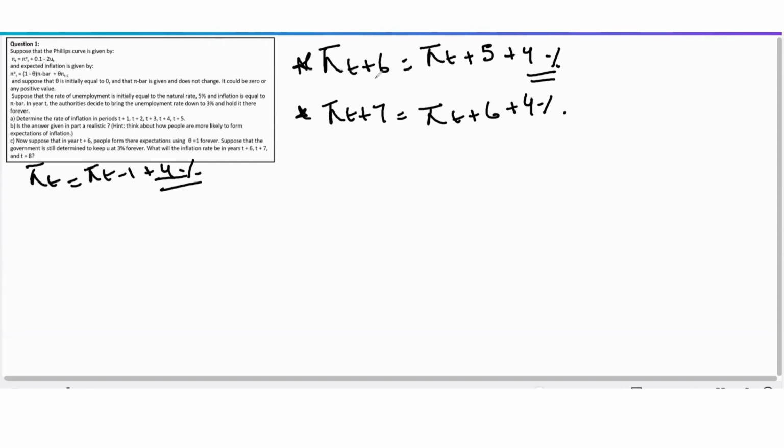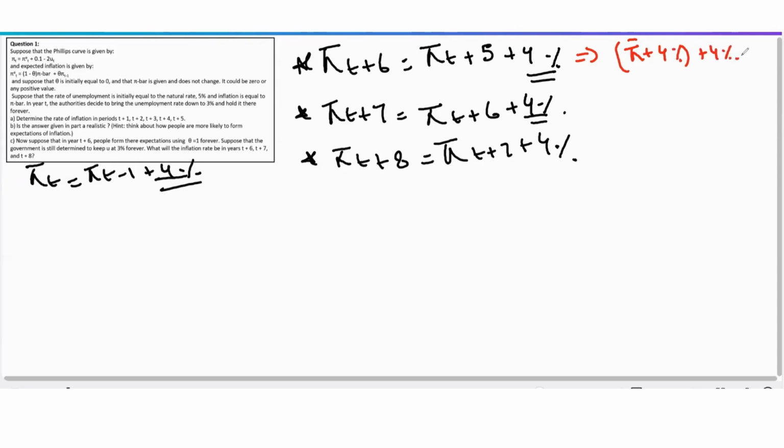So we can see in year t plus 6, inflation is 4% higher than the previous year. In year t plus 7, it's 4 percentage points higher than the previous year t plus 6, right? Similarly, pi t plus 8 is pi t plus 7 plus 4%, right? So we can actually find these values too. So we know that pi t plus 5 from part A is just pi bar plus 4%. And then it's 4% higher. So this is pi bar plus 8%.